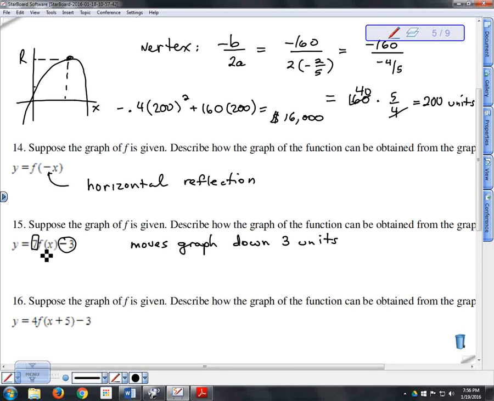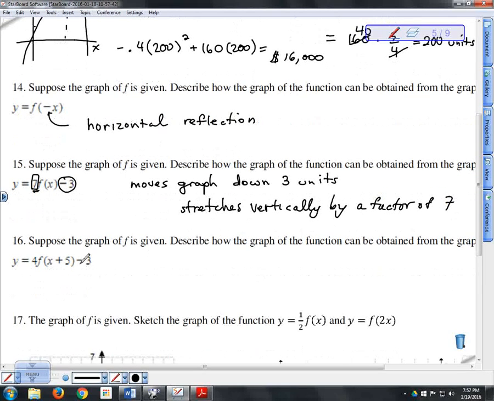The 7 is also outside of the function, so it affects the graph vertically as well. But since it's multiplying, it stretches vertically by a factor of 7.